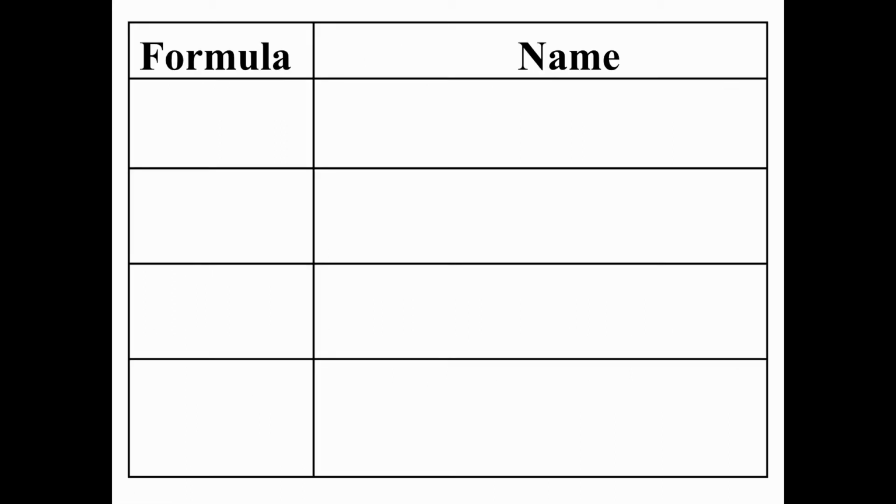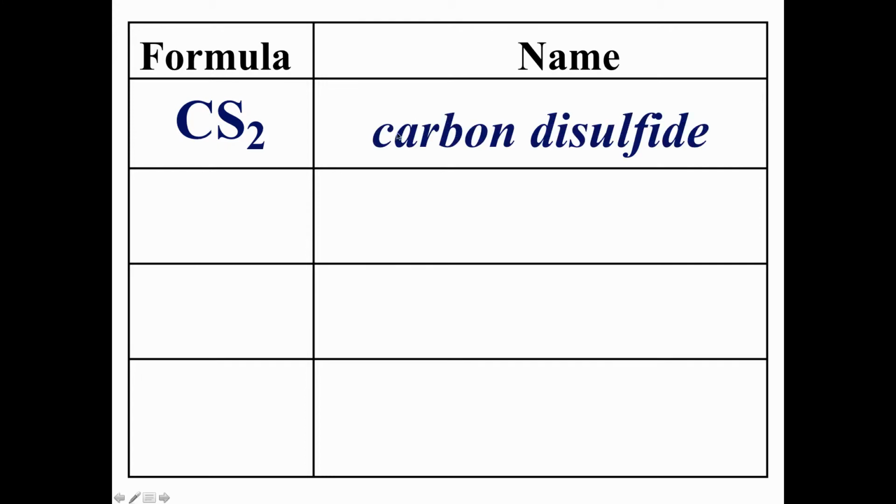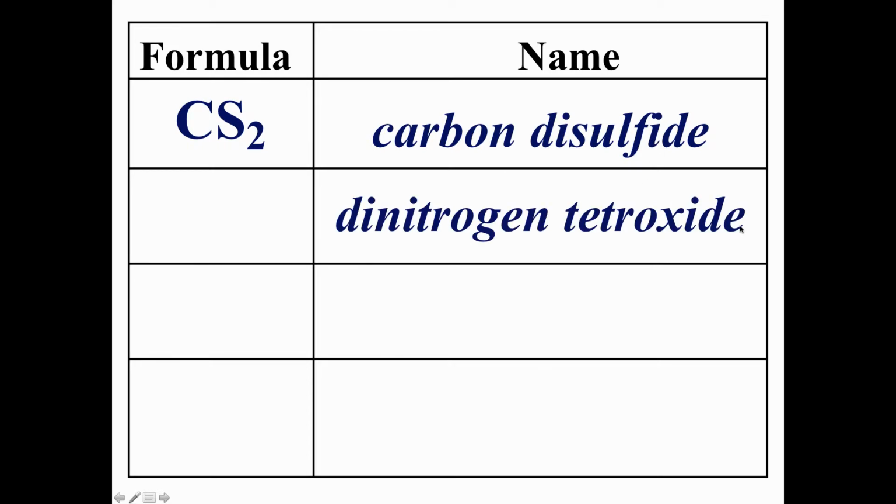So here are some formulas and names. We'll go from the formula to figure out the name. This one has 1 carbon and 2 sulfurs, so we'll call it carbon. The sulfur will change to sulfide, and since we have 2 of them, we'll put a di in front. So the full name will be carbon disulfide. Now let's go from the name to the formula. Dinitrogen tetroxide: di means 2 nitrogens, and tetra means 4, and then oxygens. So this is going to be N2O4.